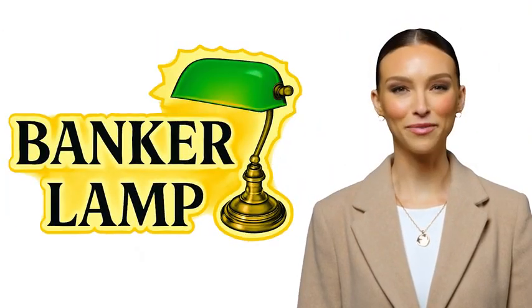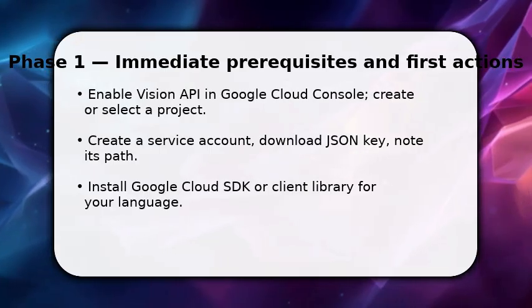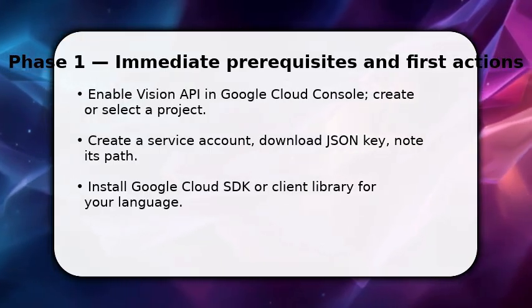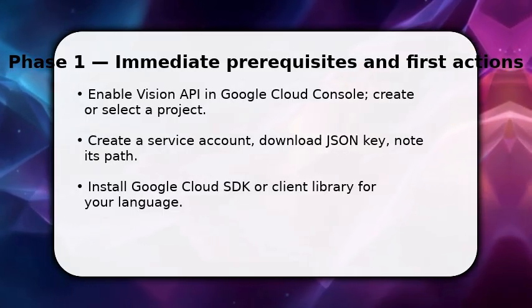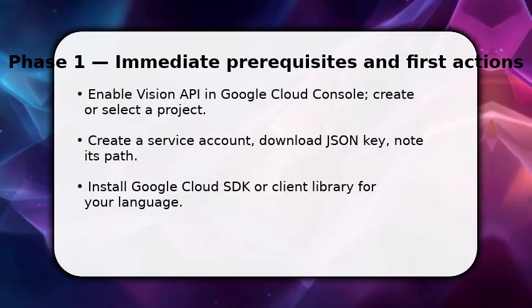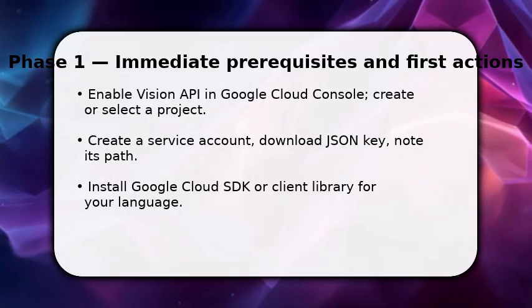Please enjoy the video. You begin by confirming prerequisites: a Google Cloud project and billing enabled, because the API needs an active project. Once that's in place, enable the Vision API and create a service account. Download the JSON key and store it securely.